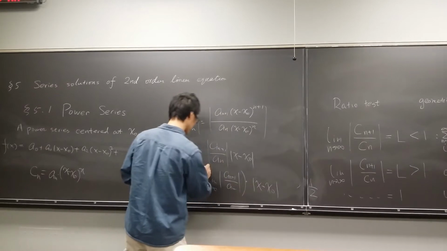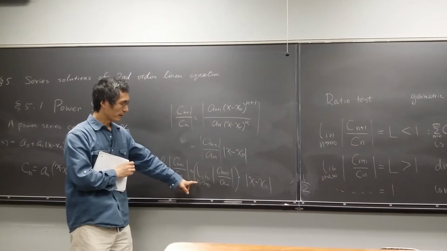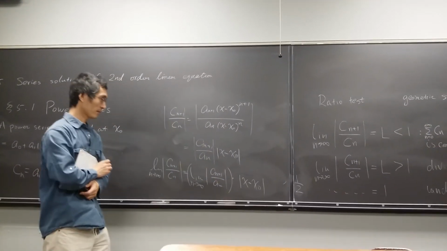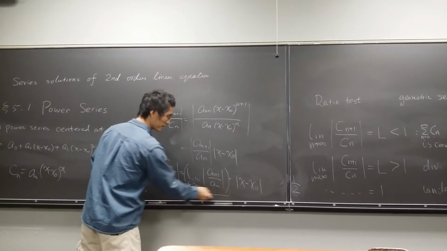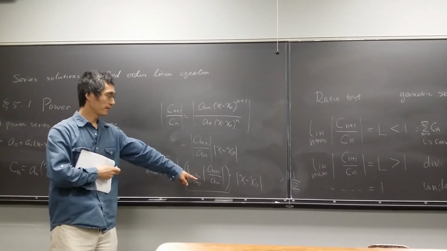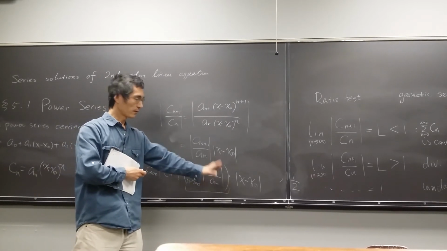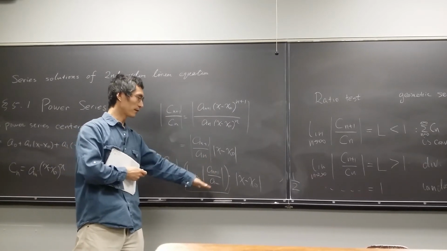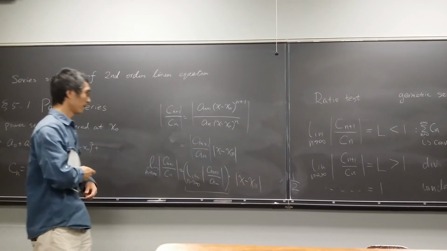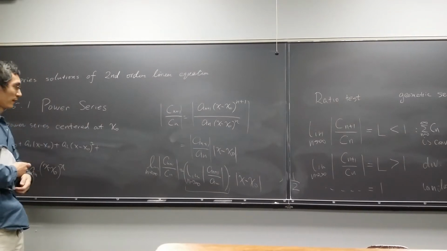And the good thing about this limit is when n changes, this term does not change. So it's just a constant factor. So we only need to figure out this limit. And then say we call this limit L. It doesn't matter what L is. If this limit is called L, then L times that fixed number will give us the convergence or divergence criteria.